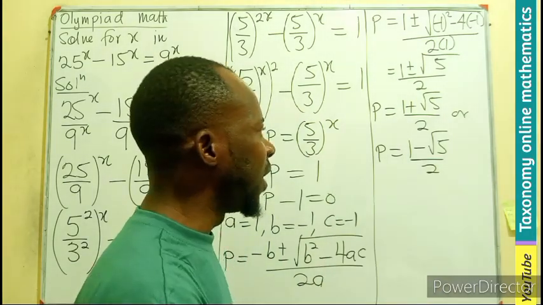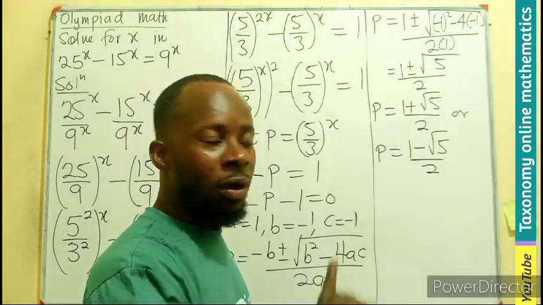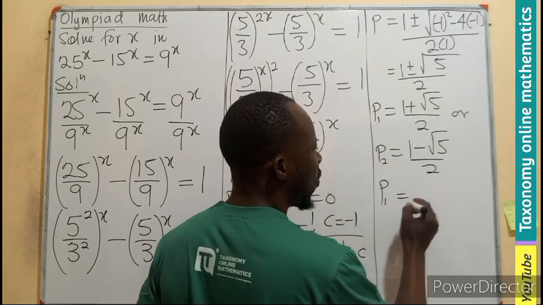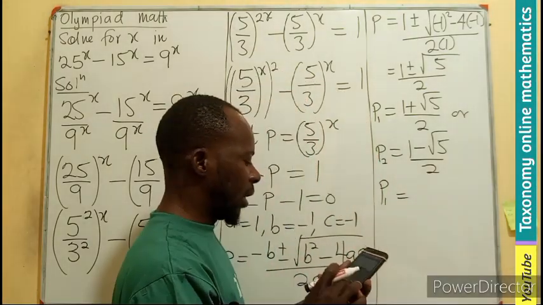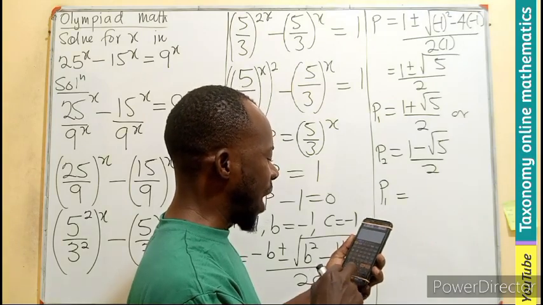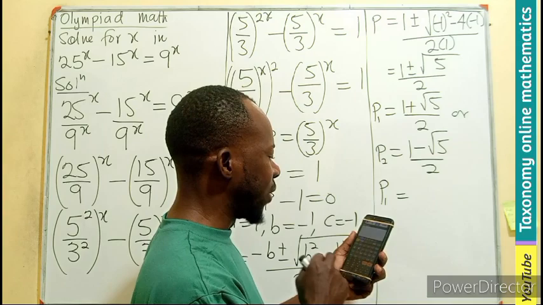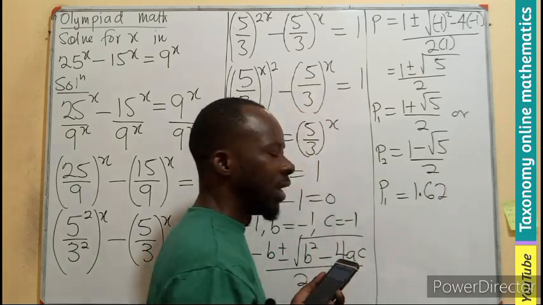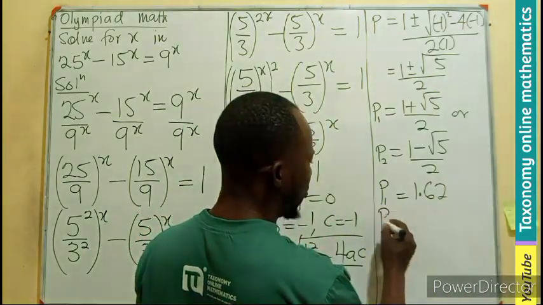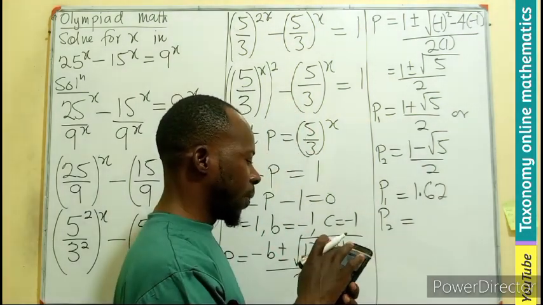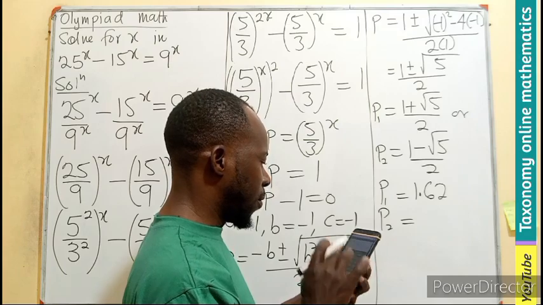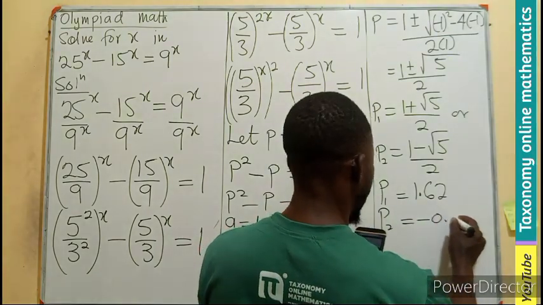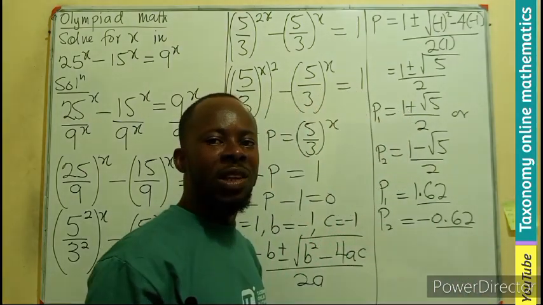So let's find this in decimal. Since p is not the only answer you're looking for, you're looking for x. So we can say p1, p2. p1 is going to be 1 plus the root of 5 divided by 2, and that gives us 1.62. Let me do that in 2 decimal places. Then our p2, which will be 1 minus the root of 5 divided by 2, will give us a negative 0.62, also in 2 decimal places.